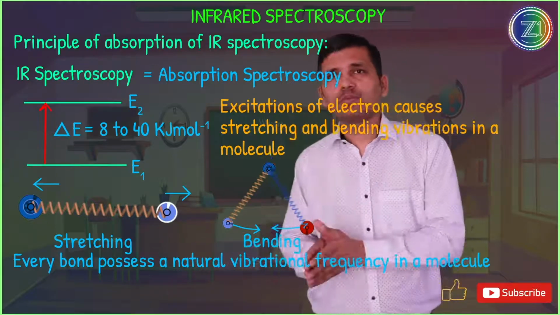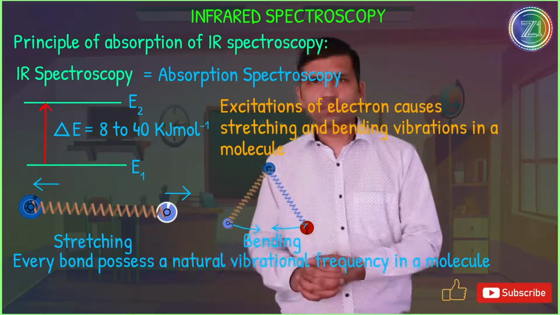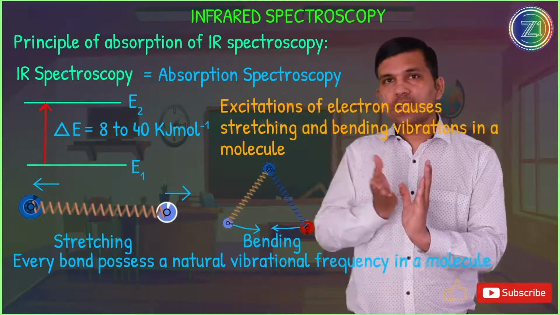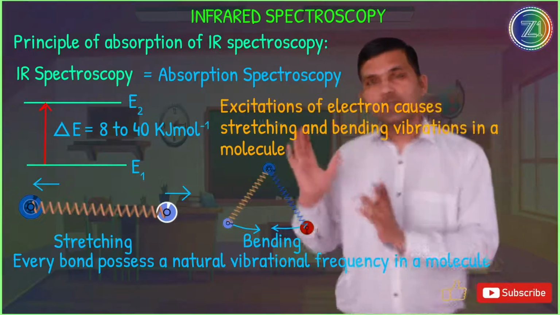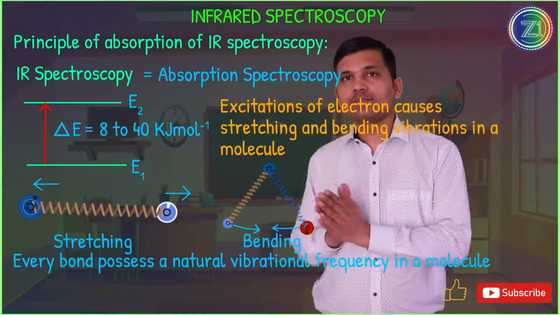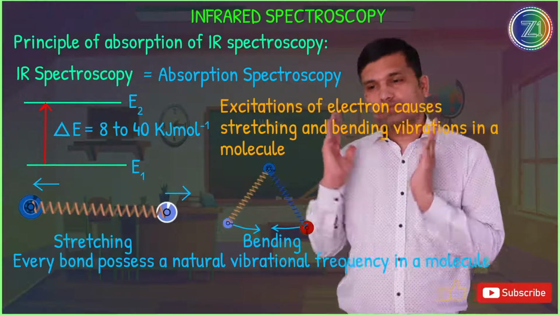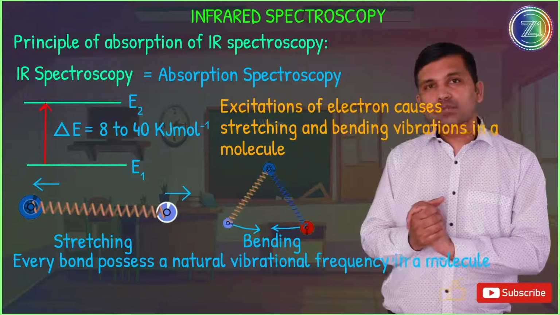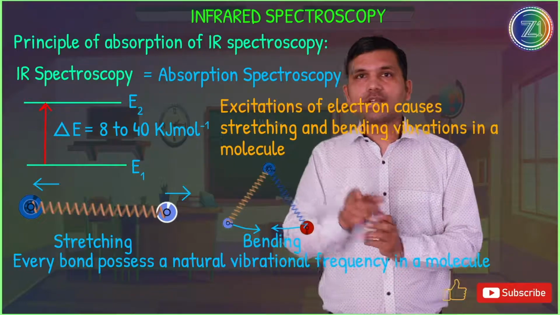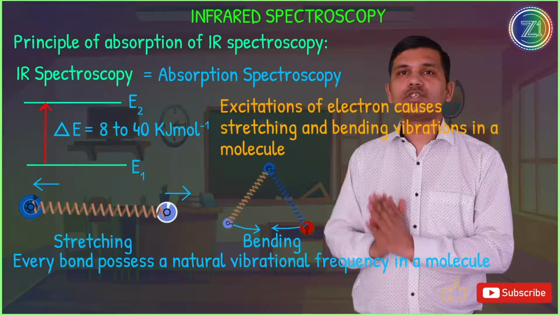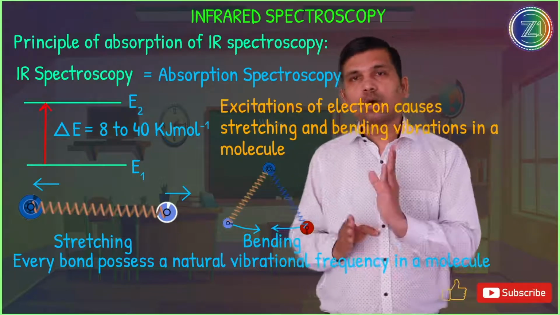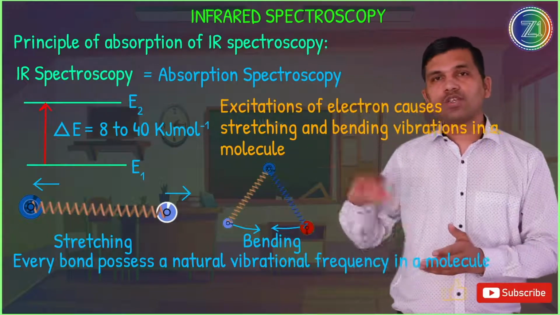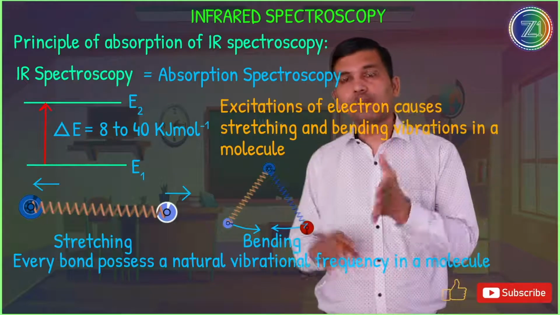Vibrational motion means stretching and bending motions. If I supply radiation to the molecule, the bond will vibrate and stretch like a spring, as shown in the structure. And the second thing to remember: whenever I supply this radiation, the amplitude of vibration increases. The amplitude of vibration of the bond that is vibrating increases.